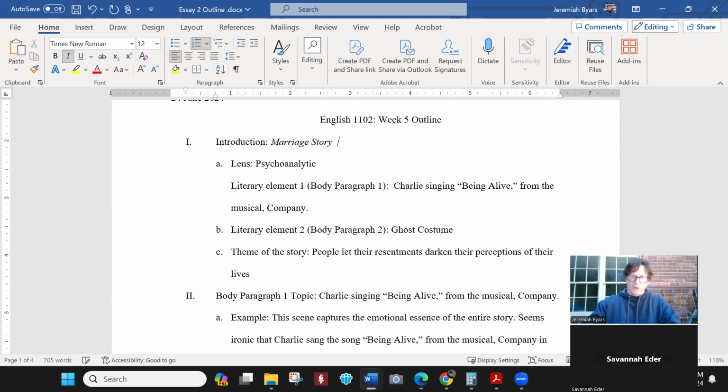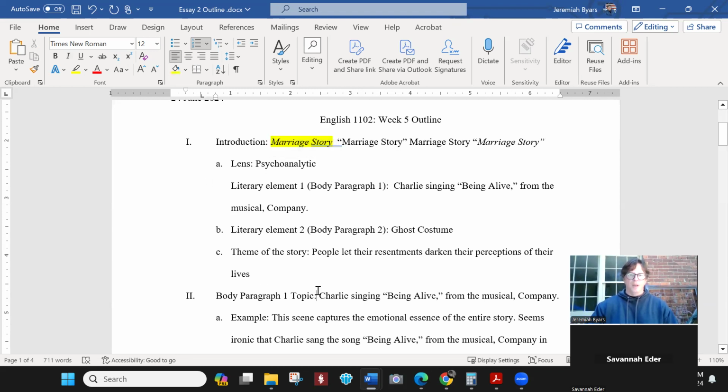So like, this is incorrect. This is incorrect. This is incorrect. The only thing that's correct is this one right here. So make sure you do that.